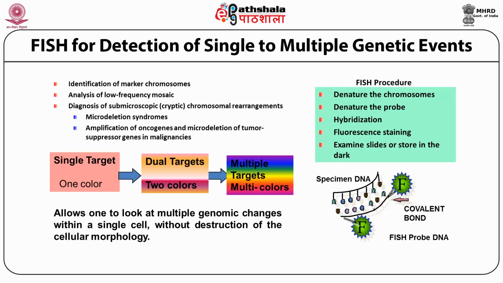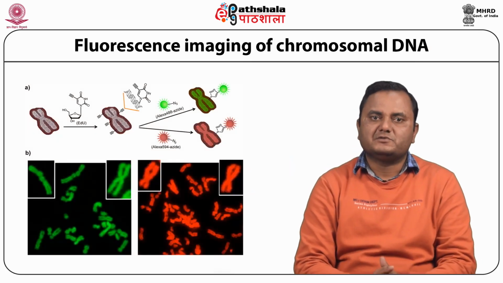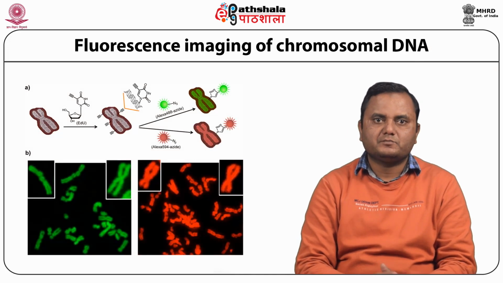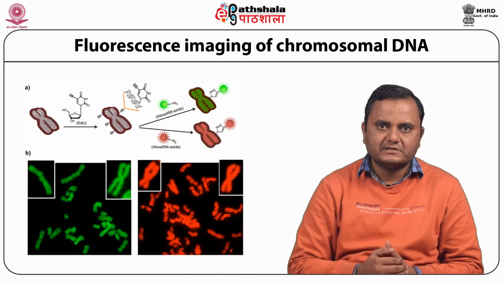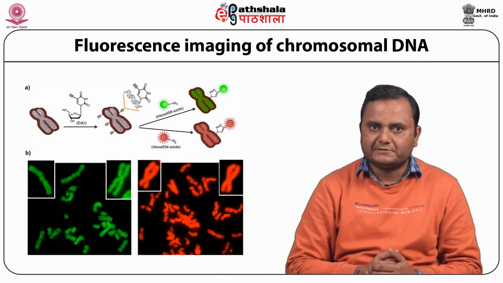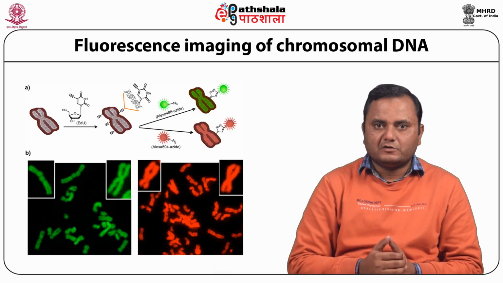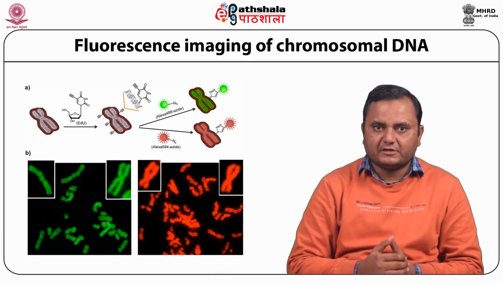The FISH process simply is to denature the chromosome, denature the probe, hybridization, fluorescence staining, and examination or store in the dark. And the fluorophore binds covalently to the DNA molecule, which is used as a probe for the FISH. Fluorescence imaging of chromosomal DNA. The study of human chromosomes provides valuable insight into clinical diagnosis of many genetic disorders and analysis of chromosome architecture. A schematic of the click reaction for staining chromosomal DNA at the individual chromosome level.